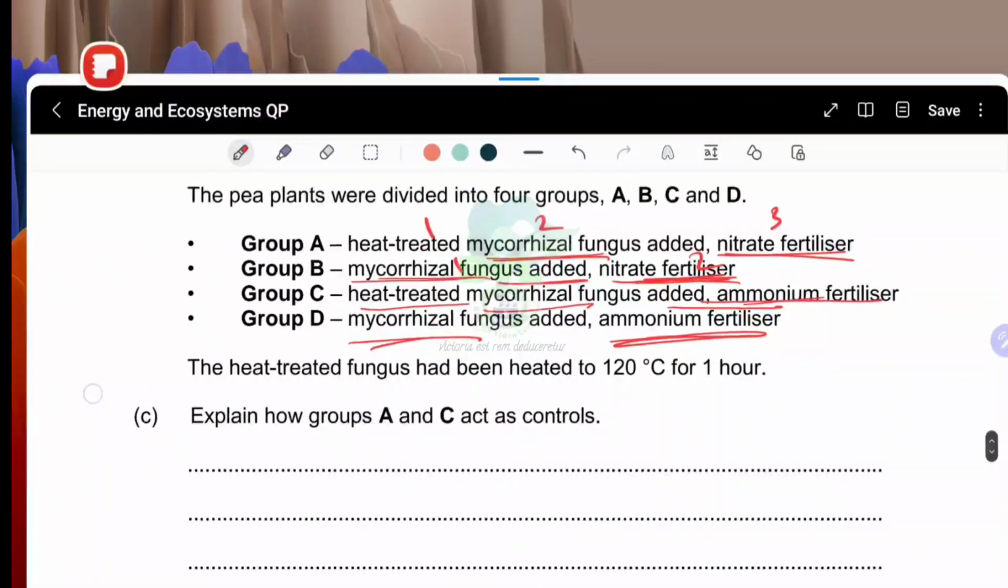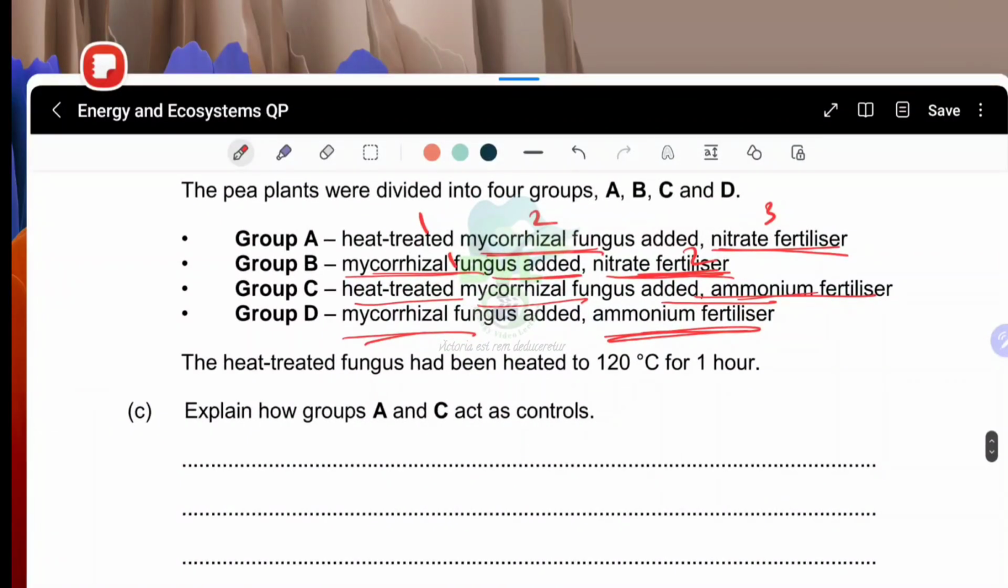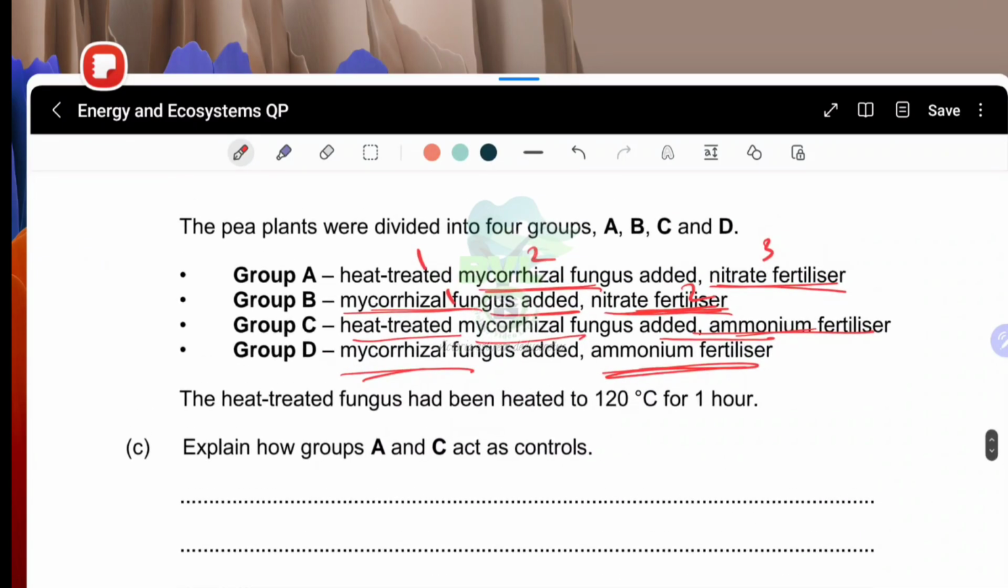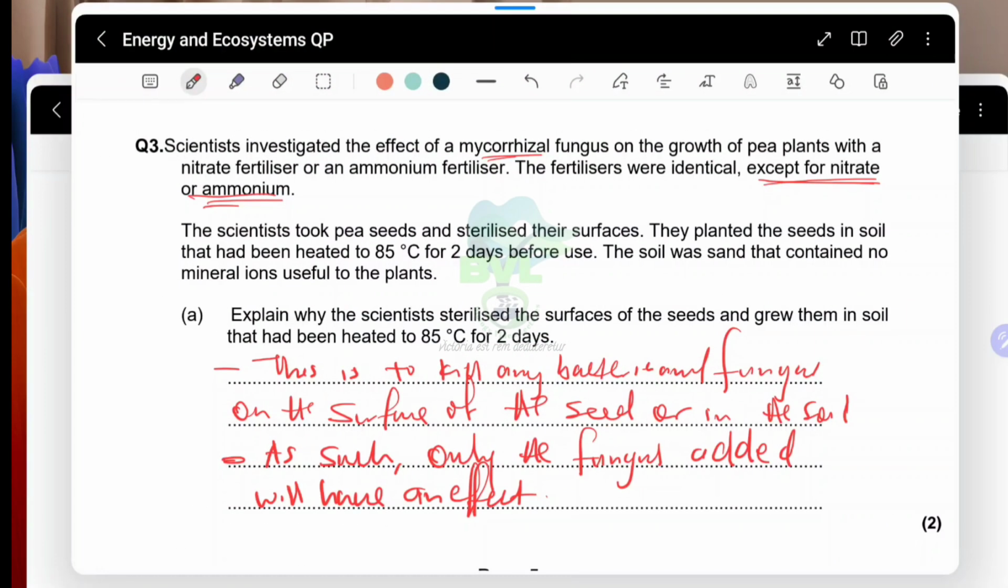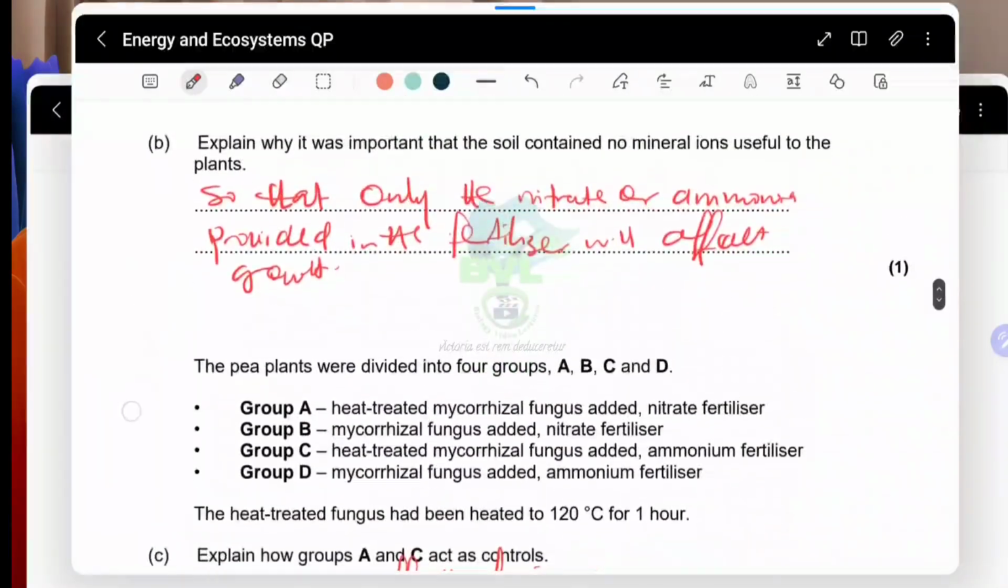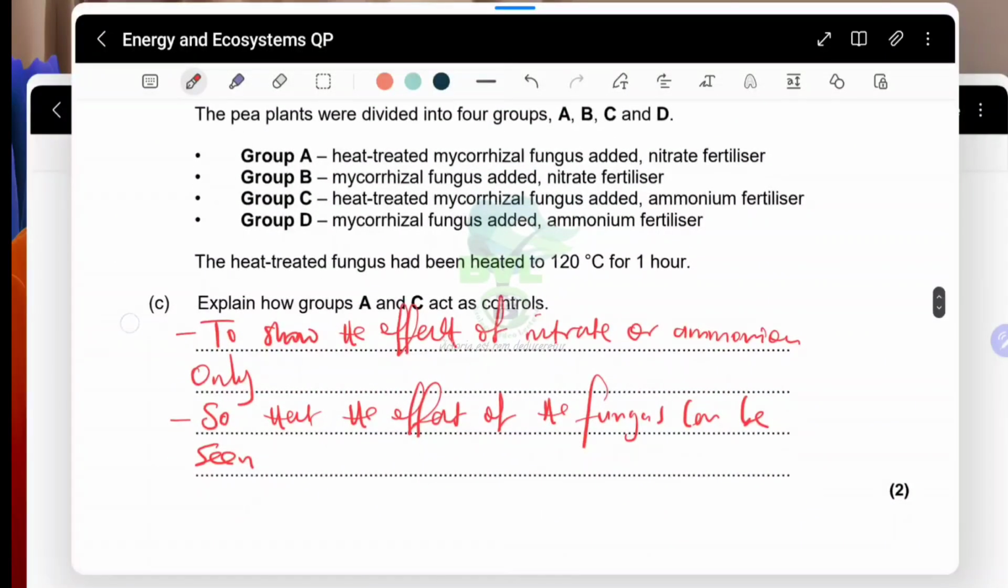So explain how group A and C act as control. How do A and C act as control? A and C, how did they act as control? Look at their variables, look at the things there. Okay, to show the effect of nitrate or ammonium.